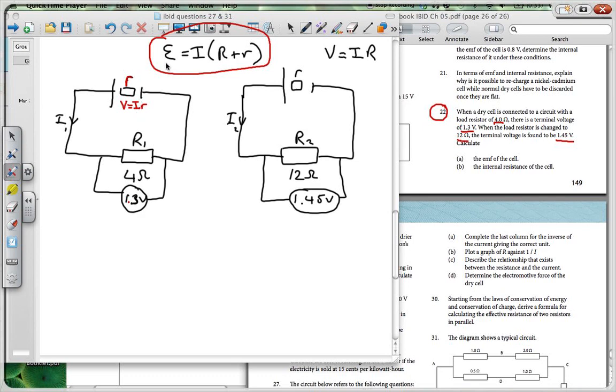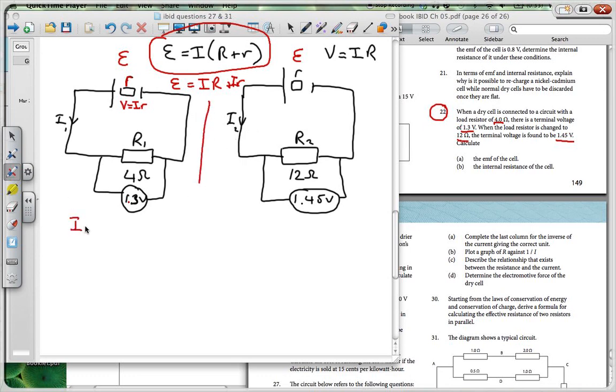So the EMF is the total energy, and it's actually equal to this 1.3 plus this V, I times small r. Now, because we can take in the situation that both of these have got the same EMF, the EMF of this cell and the EMF of that, and we are also assuming that our internal resistance is the same, we can set up two equations. Now, in looking at this equation, I can just expand it to be IR plus Ir when I expand that bracket. Now I can actually work out the current in each of these circuits, so let's just do that.